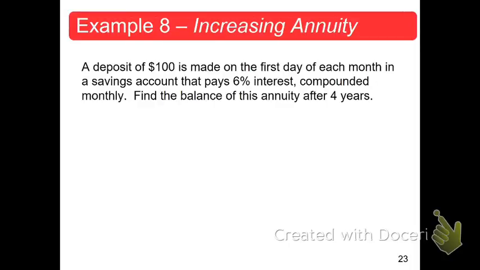All right, so a deposit of $100 is made on the first day of each month in a savings account that pays 6% interest compounded monthly. Find the balance of this annuity after 4 years. Okay, so it's not an infinite series because you have 4 years, right? Right, it's not infinite. We're ending after 4 years.